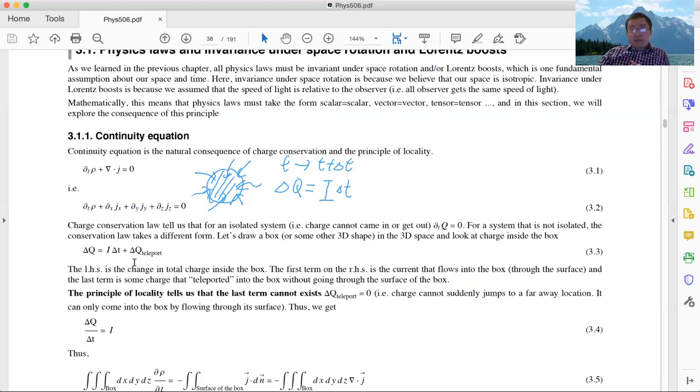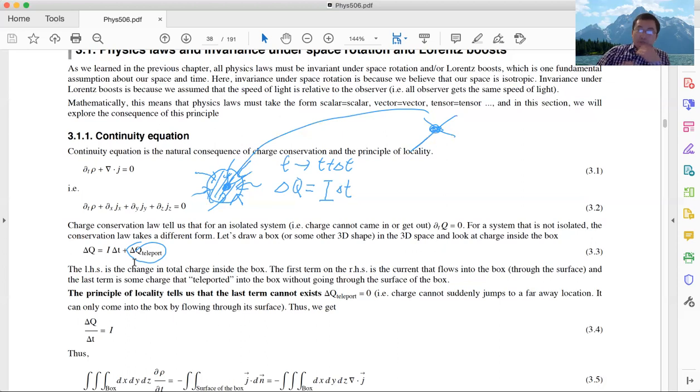But there is another possibility. Another possibility is the so-called teleport. Teleport means I have some charge, far away from my system, and suddenly this charge poofs away, disappeared, and teleported into my system. So it jumped from somewhere far away into my system without going through the boundary. So the difference between teleport and the first current mechanism is that the teleport mechanism does not go through the boundary. It jumps from somewhere far away into my system. That's the so-called teleport.